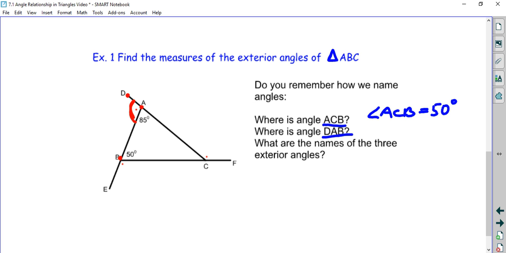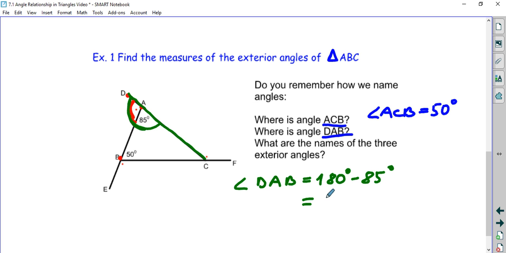We know that this line, the C line, let's say, is 180 degrees. What we have here is we have two angles that split that 180 degrees. One of them is 85 and the other one is our exterior angle. So if we want to calculate our angle DAB, all we have to do is subtract 180 minus 85, which is going to give us 95 degrees for our exterior angle. There we go.